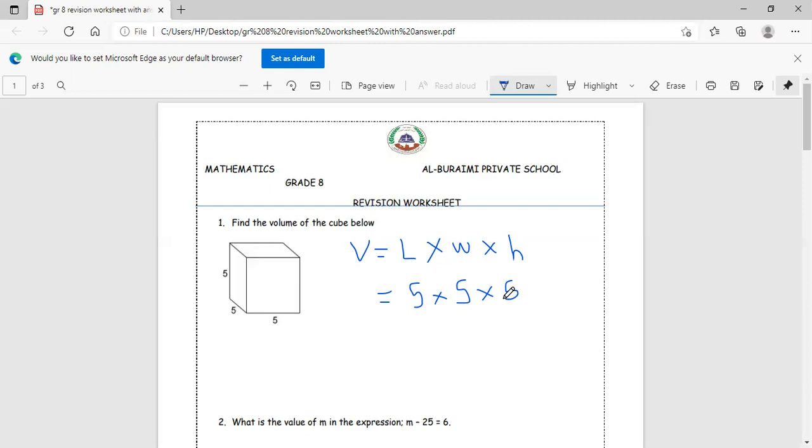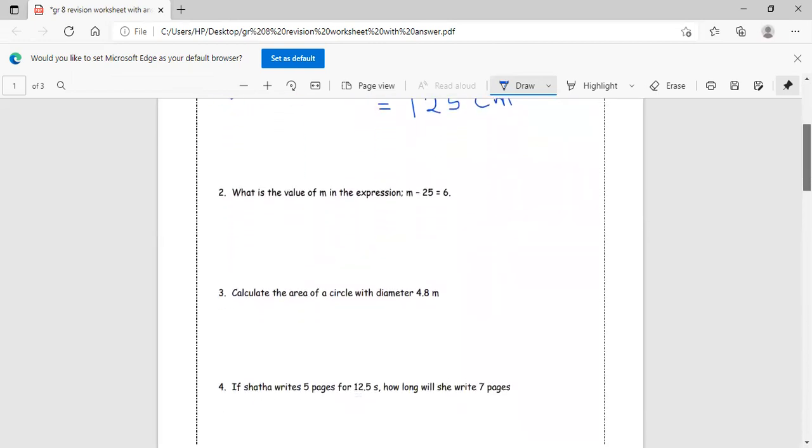So that's 125. So the final answer for this is 125. Assuming that what we have here is 5 centimeters and 5 centimeters and 5 centimeters, this is going to be 125 centimeter squared, right? It is that simple. So look at the length and the width and the height, and you multiply them together for volume. Let's go to question number 2.